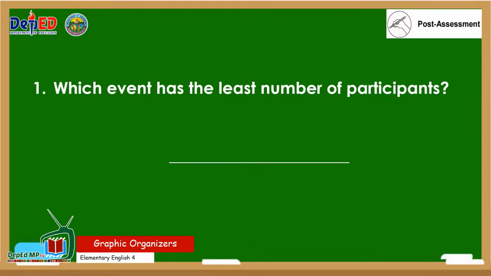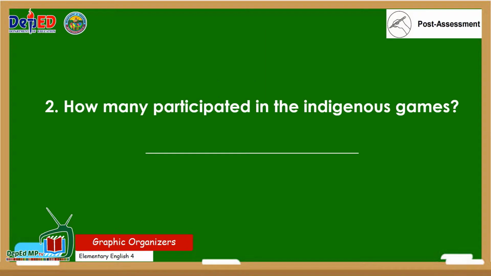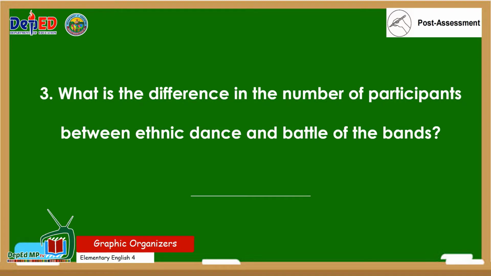Number 1. Which event has the least or the lowest number of participants? The answer is the Battle of the Bands. Number 2. How many participated in the indigenous games? The answer is 70 participated in the indigenous games. Number 3. What is the difference in the number of participants between ethnic dance and Battle of the Bands? The answer is 8.